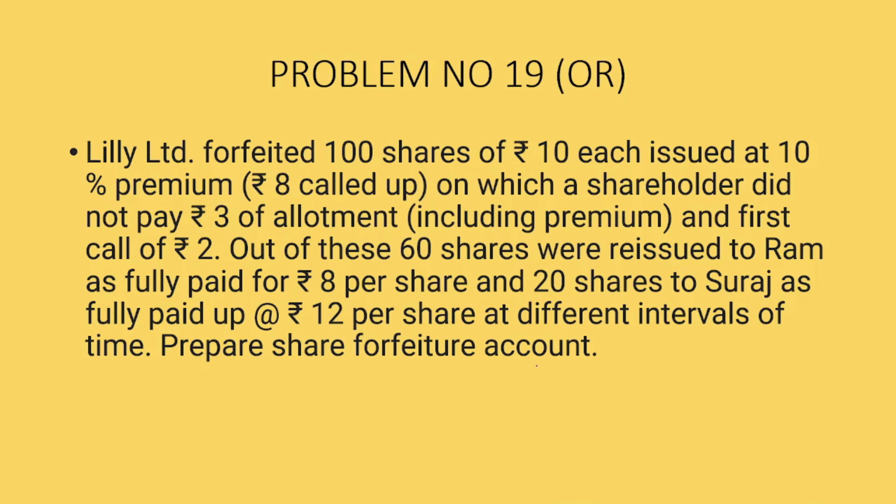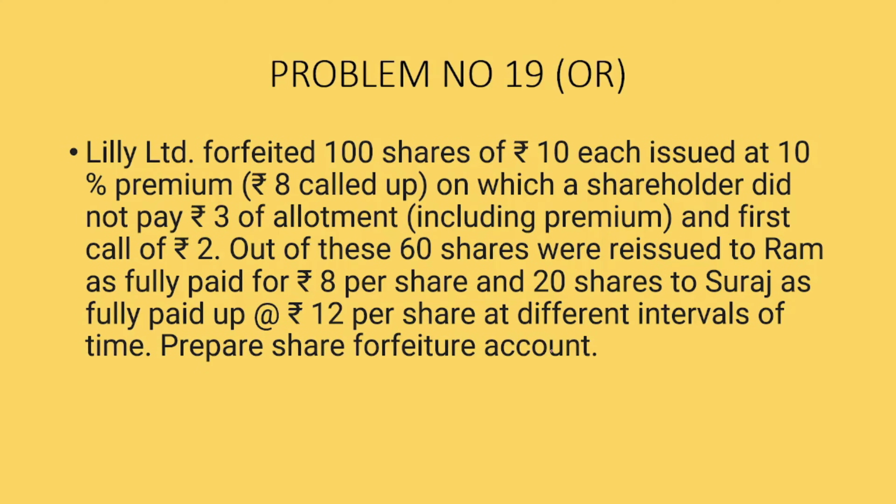Next we move on to problem number 19. Lilly Limited forfeited 100 shares of rupees 10 each issued at 10% premium, that is rupees 8 called up, on which a shareholder did not pay rupees 3 on allotment including premium and first call of rupees 2. Out of these, 60 shares were reissued to Ram as fully paid for rupees 8 per share and 20 shares to Suraj as fully paid up at the rate of rupees 12 per share at different intervals of time.